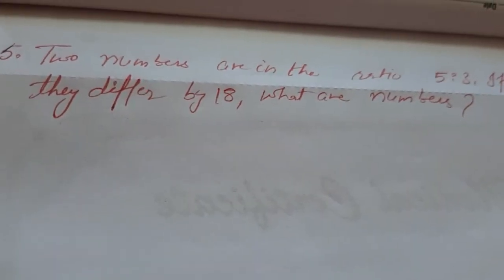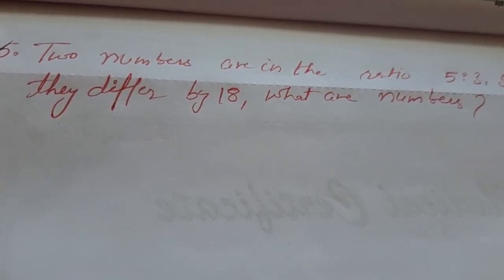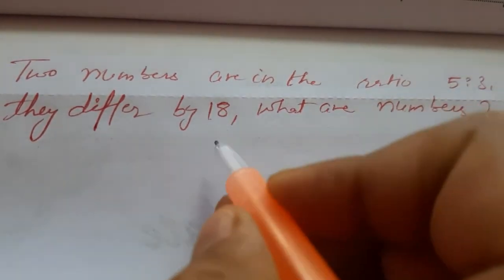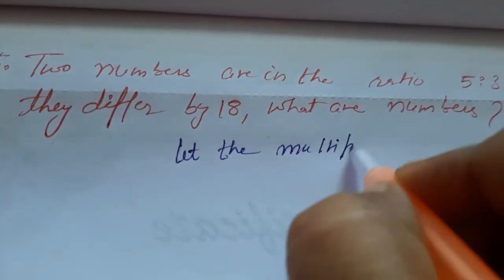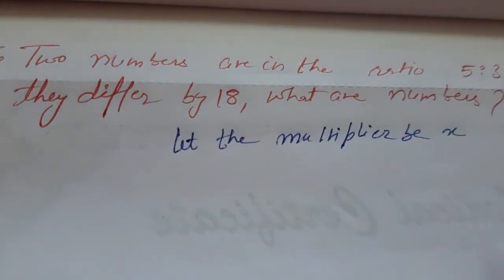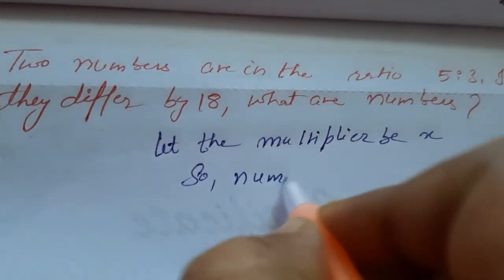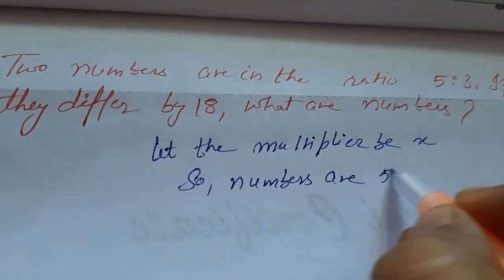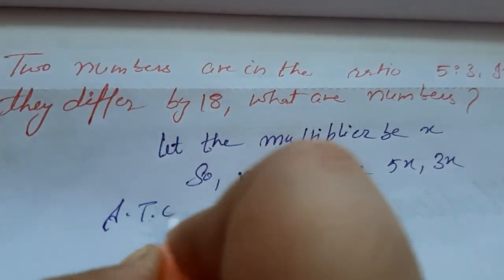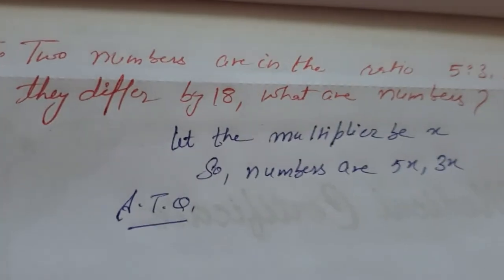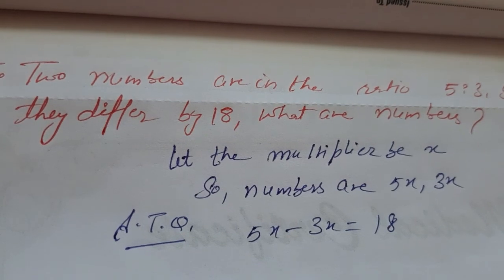Next question is, two numbers are in the ratio 5:3. If they differ by 18, what are the numbers? So two numbers are given in the ratio. So let the multiplier be x. Then the numbers will be 5x and 3x. Now according to the question, it is given that they differ by 18. So 5x minus 3x is equal to 18.